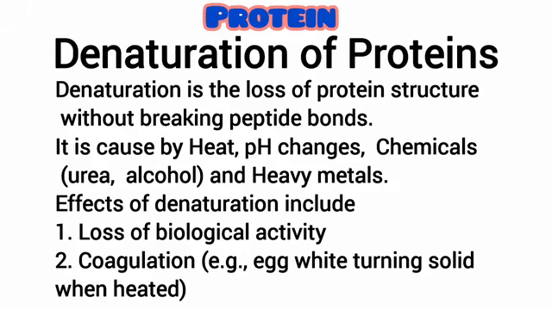Let's talk about the denaturation of protein. Now, what do you understand by the term denaturation of protein? It's the loss of the protein structure without breaking the peptide bond. Now, the loss in structure can be caused by heat, pH change, chemicals, such as heavy metals. Now, what is the effect of denaturation? It includes loss of biological activities, coagulation, and others.